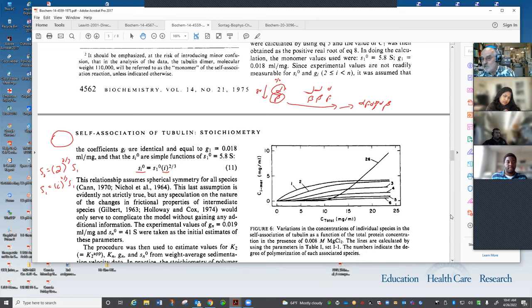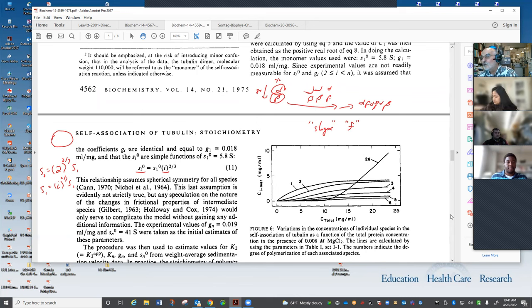The problem is you need to know for every single one of these oligomers what the proper correction is. And so the easiest thing to assume is n to the 2/3. Okay, it's already a complicated problem. Let's not worry about shape.